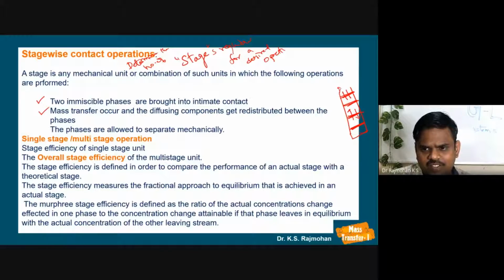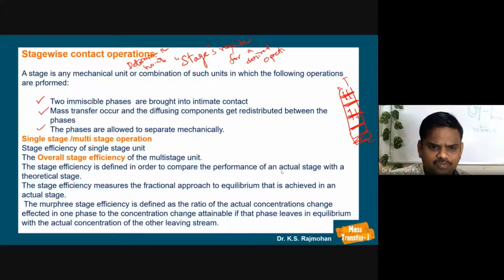Okay, whatever the gas phase and liquid phase leaving, that is, the concentration of solute in the gas entering and gas leaving, and the concentration of solute in the liquid entering and liquid leaving, are going to be different at each stage. Okay, and obviously they will be allowed to separate mechanically or by any other means. Gases will be going up, and liquid will be collected at the bottom of the column.